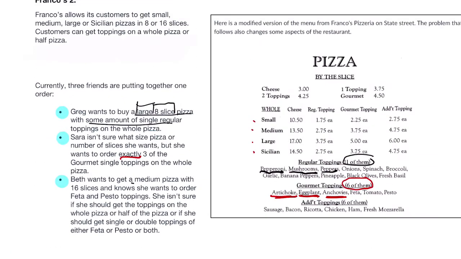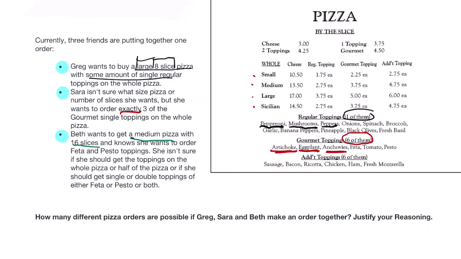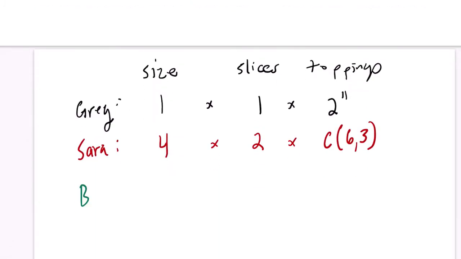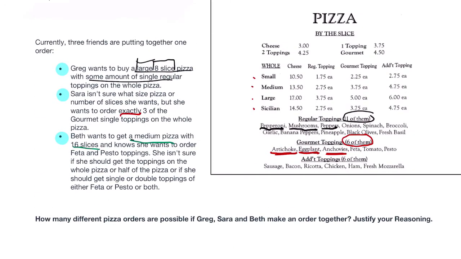Now we go to Beth. For Beth, it's a little more complicated because she wants to get a medium pizza with 16 slices. So far, so good. We've got 1 size to consider and 1 type of slice. But the toppings are a little more interesting because she isn't sure if she should get the toppings on the whole or half a pizza. When you order a pizza, you could say you want it on half of it or the whole thing. And she's considering whether to get single or double toppings of feta or pesto or both.